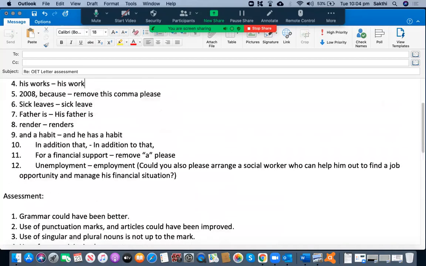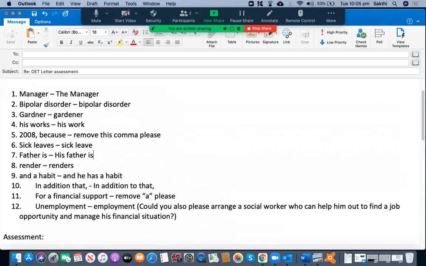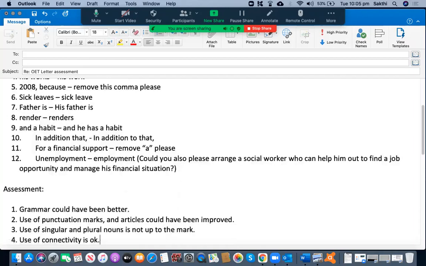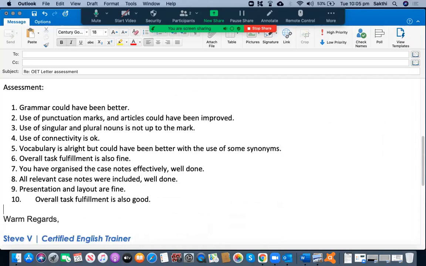So there are only a few things. Write "his father," okay, don't say just "father." "His work," his work. Even "gardener" is an easy word to write down because you have got the same spelling there. I don't know why you can't write down the correct spelling here. "Bipolar disorder" is okay. Sir, my proofreading is not much good today. It's not that good.